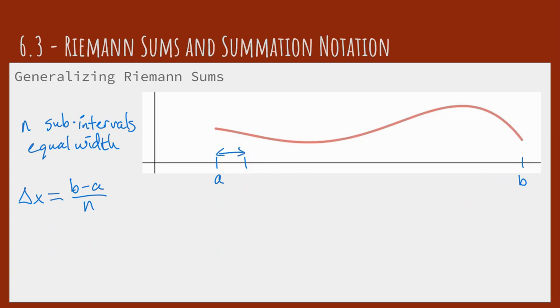And so that's going to give us the width of each subinterval. So this width right here is going to be delta x. And then the x values here are going to be a plus delta x, and then the next one's going to be a plus 2 delta x.